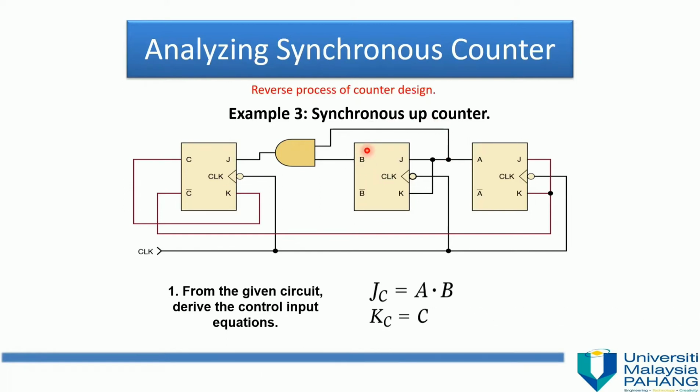Next, KC equals C. KC is connected to C. Next equation, JB equals A and KB also equals A. And next, JA and KA equal C bar.